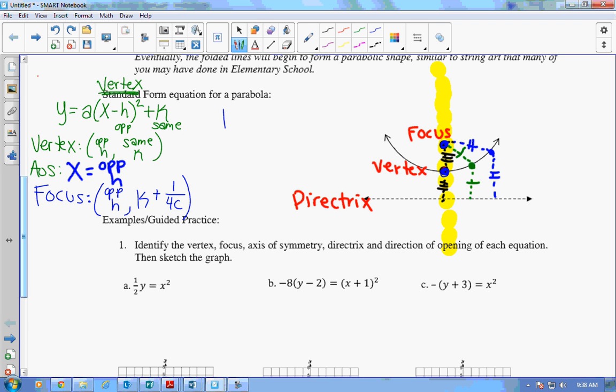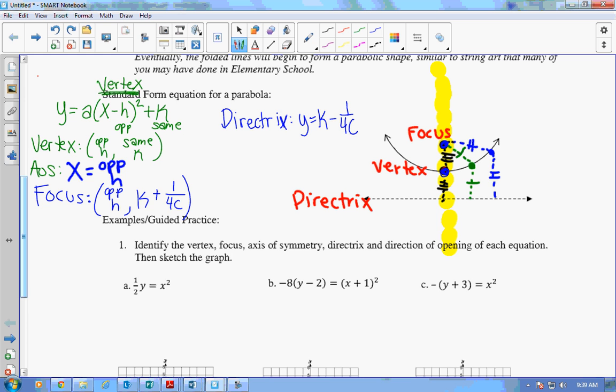Okay, and the directrix, to find the directrix, it's an equation of a line. Directrix is horizontal. If you have a horizontal line, you're going to slash through which axis? The y-axis. So it's y equals k minus 1 over 4c. We're going to actually use these formulas here in a minute, so you can know what they do.